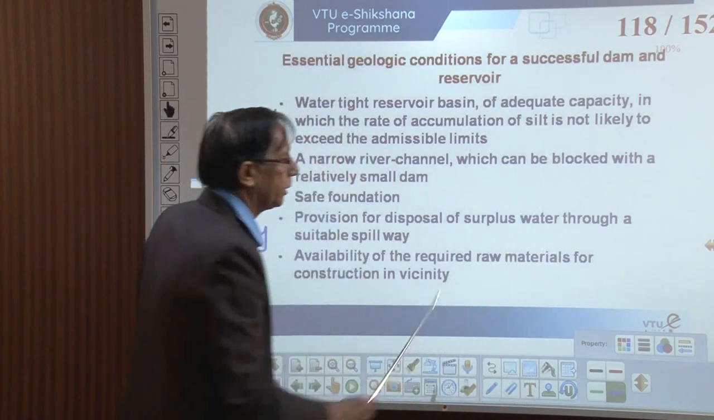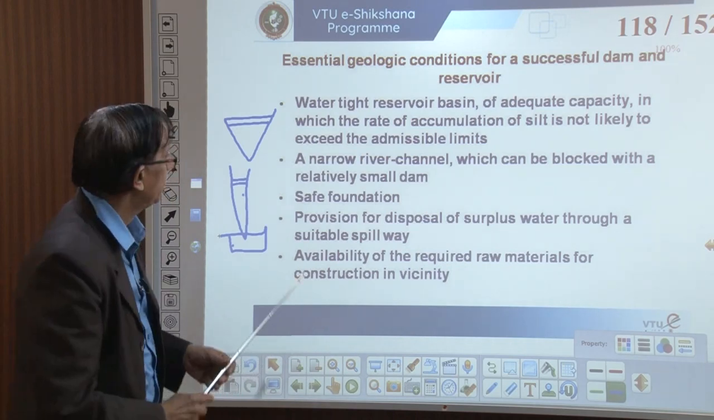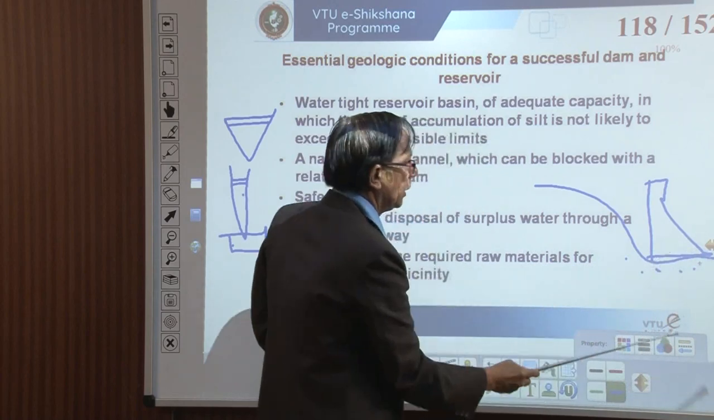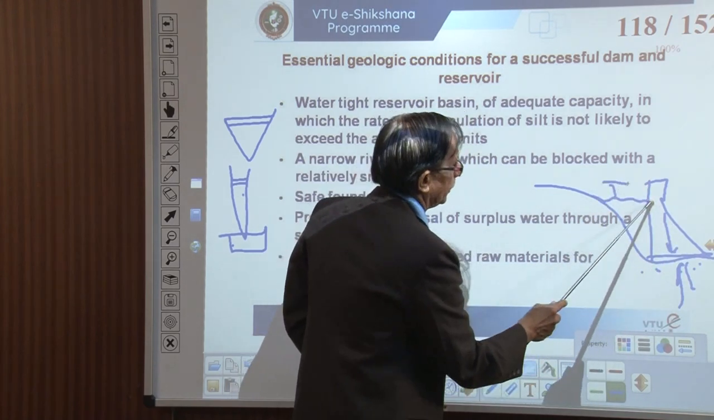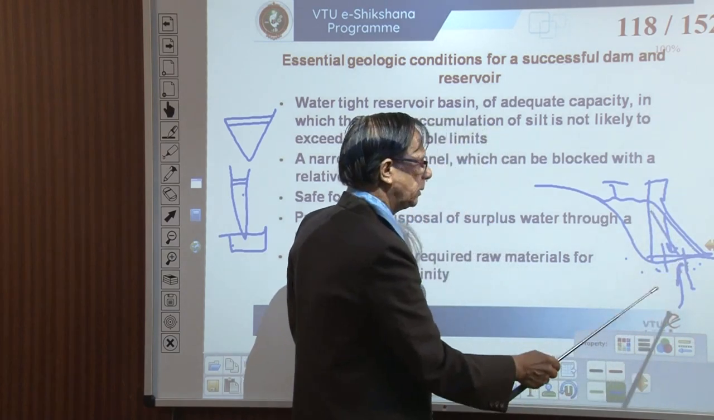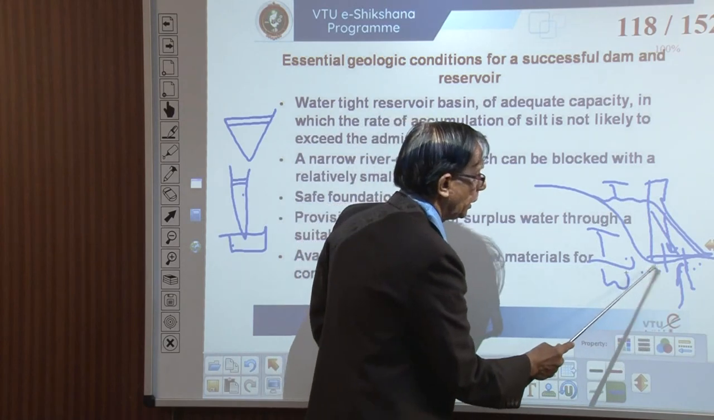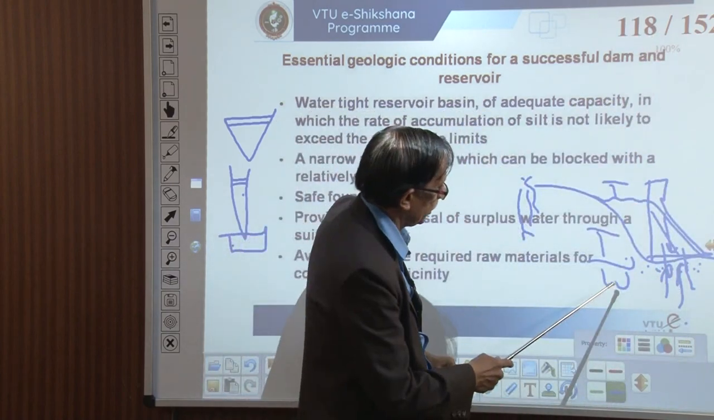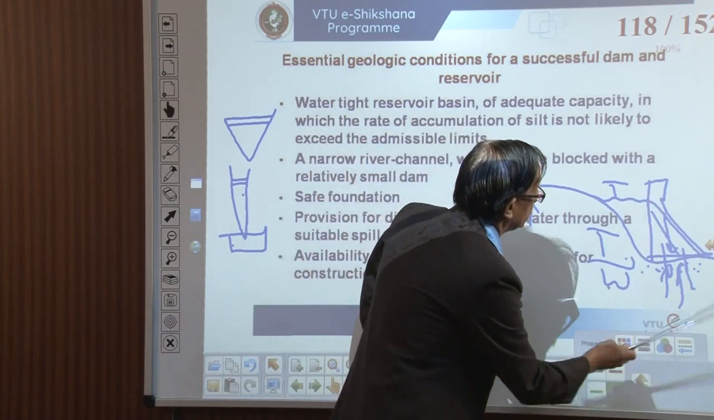Provision for disposal of surplus water, we said spillway: the excess water has to be drained out, otherwise if water remains present below the dam site, it develops uplift pressure. If this is the weight of the dam, and this is the horizontal pressure due to the reservoir, this is the resultant force, and the resultant force should lie in the middle third, then the structure is stable. Now it all depends on T by W, horizontal pressure and weight of the dam. If there is water present below the foundation, it develops uplift pressure acting against the weight of the dam. If the W component is reduced because of the uplift pressure, that is the effective weight. If reduced, T dominates and tends to displace the dam.